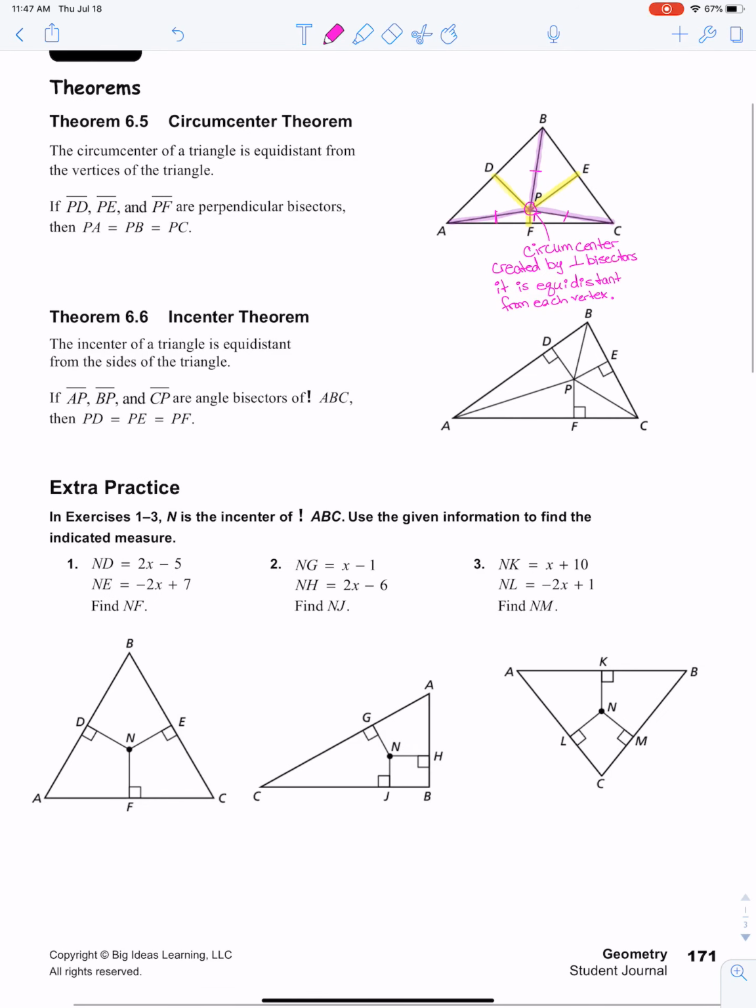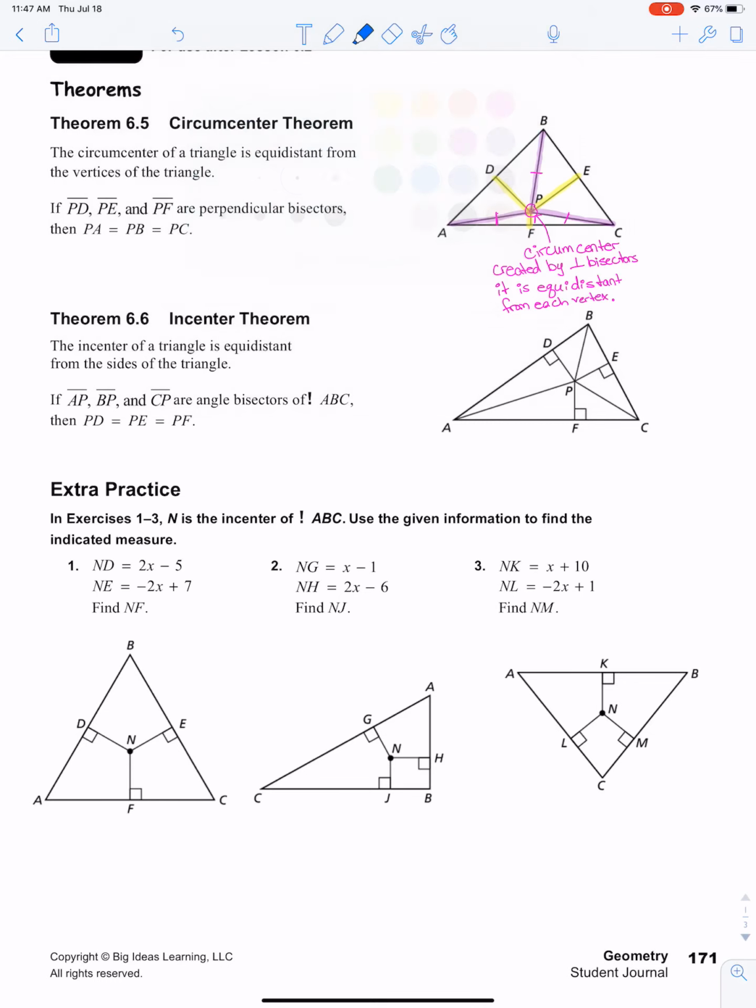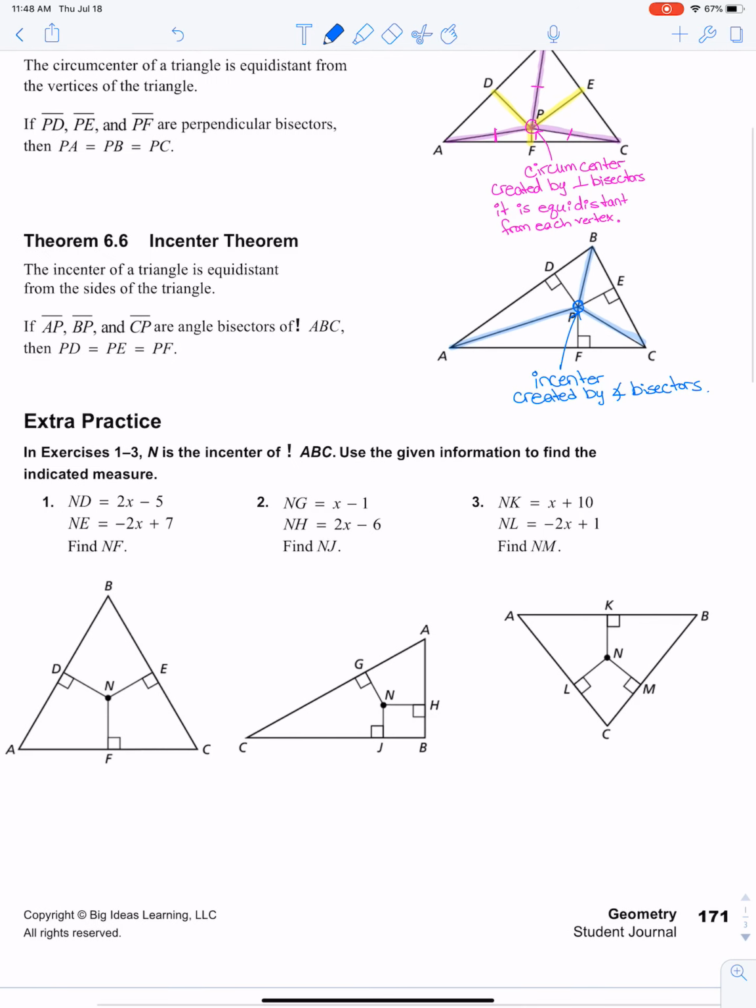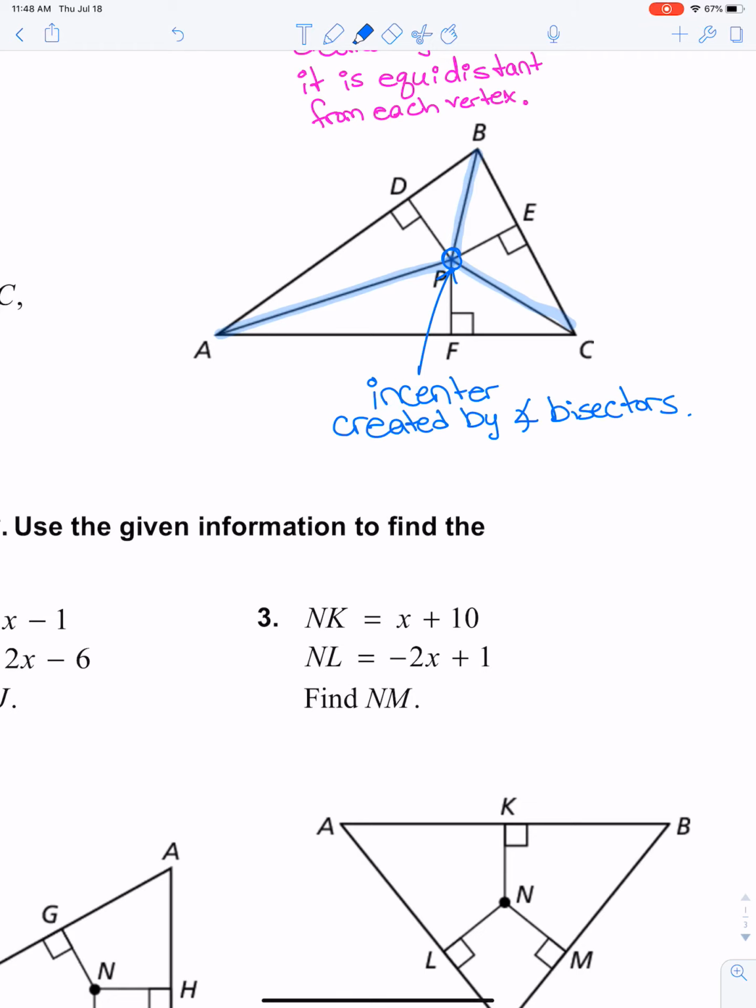Okay, the in-center theorem is the in-center is created by angle bisectors of the triangle. So these are all angle bisectors. AP, BP, CP are all angle bisectors coming together at the in-center. And it's created by angle bisectors. And the fun fact about the in-center is that it is equidistant from all three sides. So if you look, the in-center is equidistant from all three sides. All three of those are the same distance.